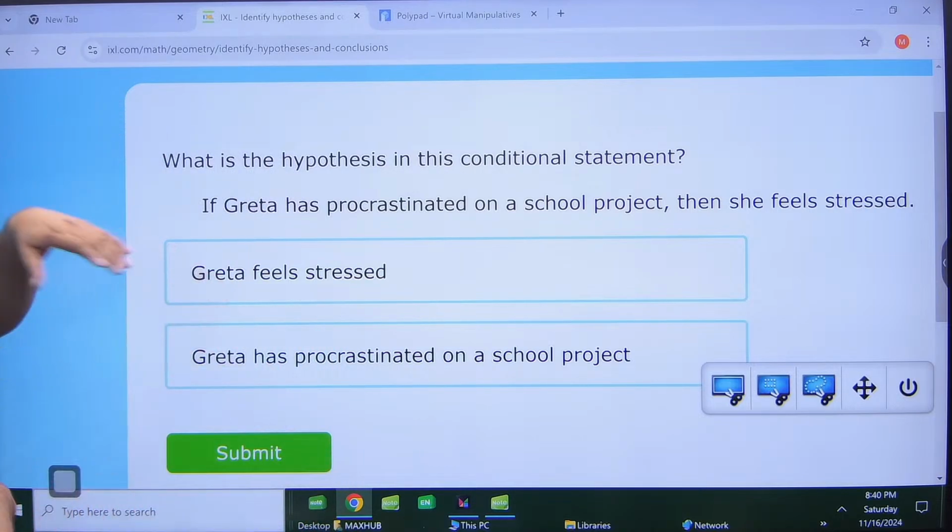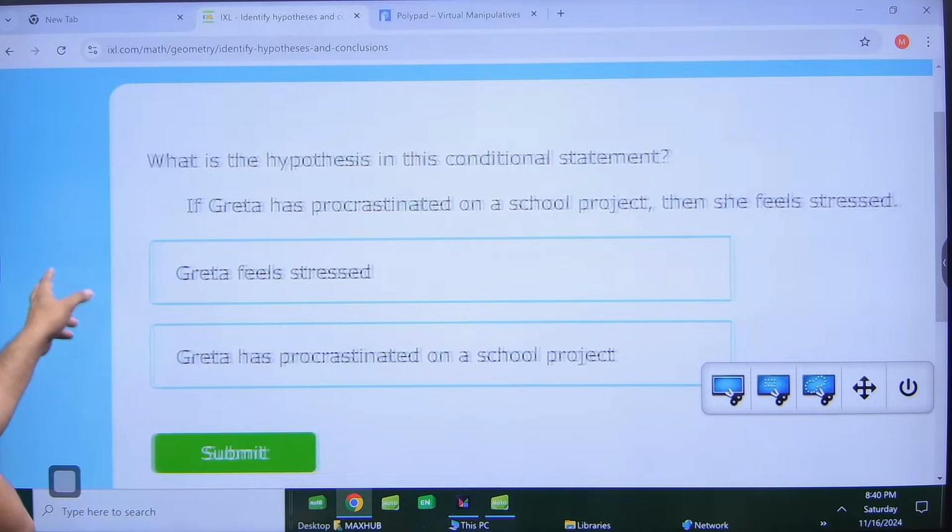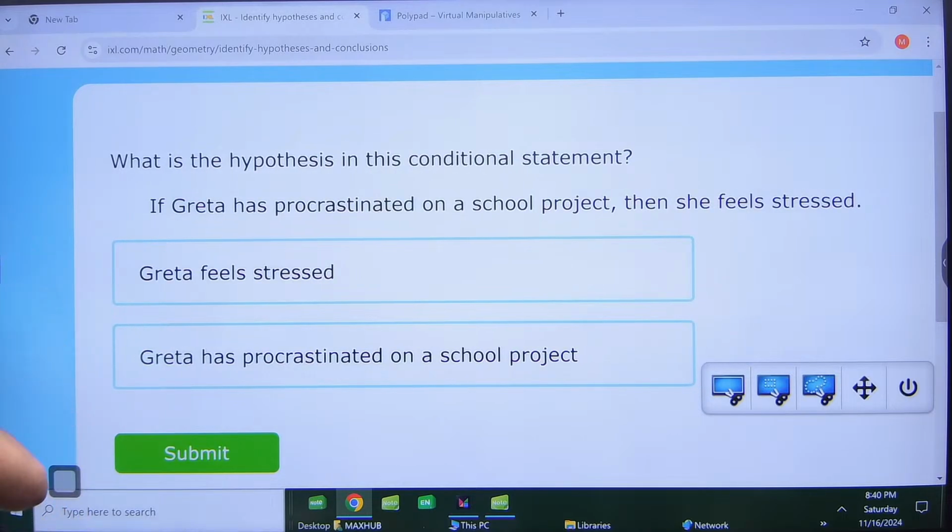What is the hypothesis in this conditional statement? If Greta has procrastinated on a school project, then she feels stressed. Greta has procrastinated on a school project.